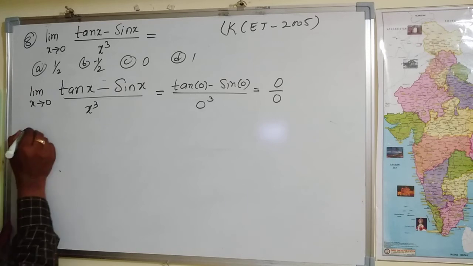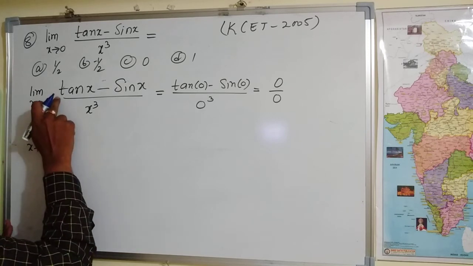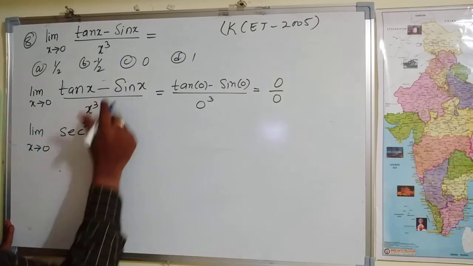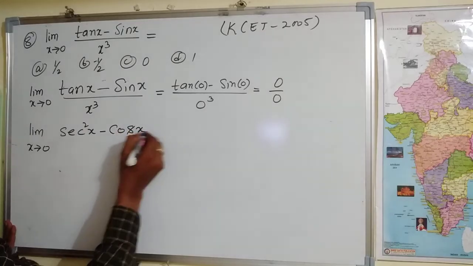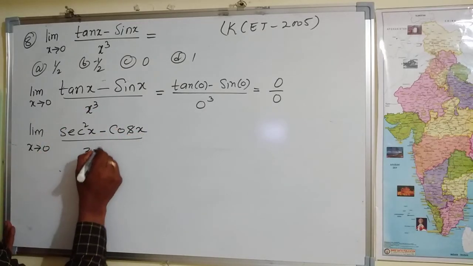Here we apply L'Hospital rule. Limit x tends to 0. Derivative of tan x is secant square x minus derivative of sin x is cos x, whole divided by derivative of x cube is 3x square.